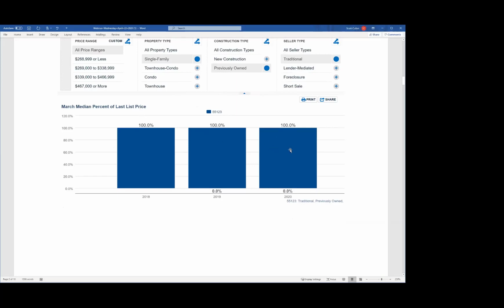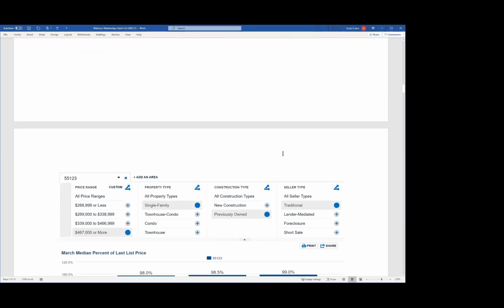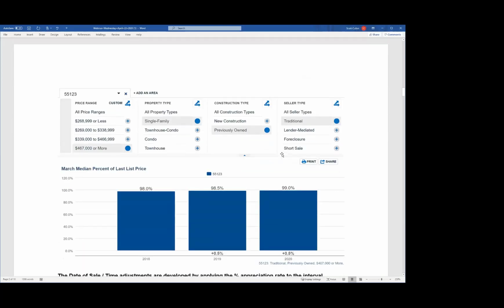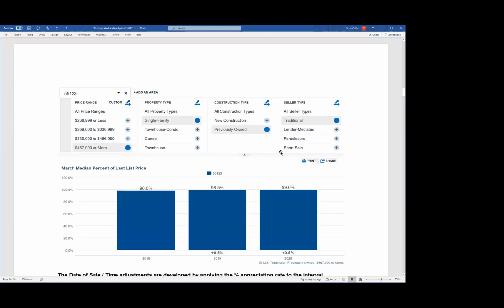But as of now, the most recent data shows the market's paying 100% of the last list price, which I would interpret as the pendings. So I would make no adjustment to the pending in the grid. Okay. Now, let's say that I'm appraising a house that's up in the $500,000 range.